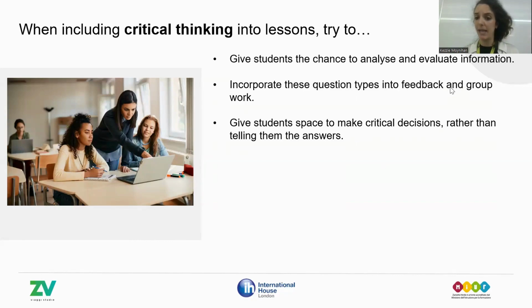Give students space to make critical decisions rather than telling them the answers. Often as teachers, it's very tempting to hold students' hands through lessons, but critical thinking cannot occur unless learners are given the space to make these decisions by themselves. Pushing the responsibility and onus onto the learner and helping them when needed, but only when really needed, not when they're just stuck.